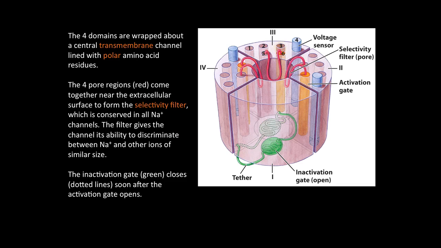The four pore regions, which are red in this diagram, come together near the extracellular surface to form the selectivity filter, which is conserved in all sodium ion channels. The filter gives the channel its ability to discriminate between Na plus and other ions of similar size. For instance, this sodium ion channel will only allow Na plus to pass through. Another ion that is very similar in size and charge, like potassium ions, will not be allowed to pass through because of the selectivity filter.